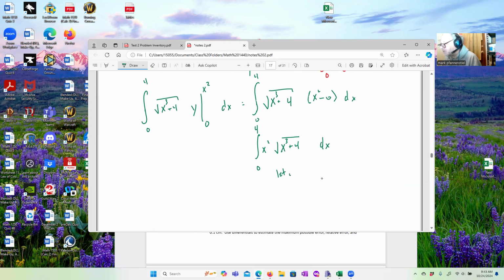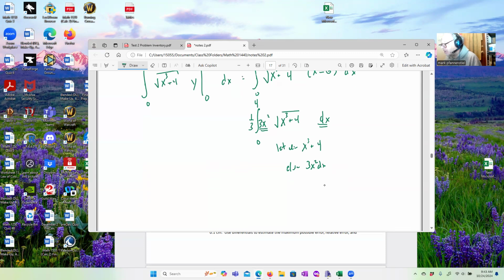We could set u equal to x cubed plus 4. du is equal to 3x squared. If I put a 3 here, I've got to multiply by 1, so I can't just multiply by 3. I've got to say a third here. This 3x squared dx is going to fit for my du. And then we're going to have the integral of u to the 1/2 power.